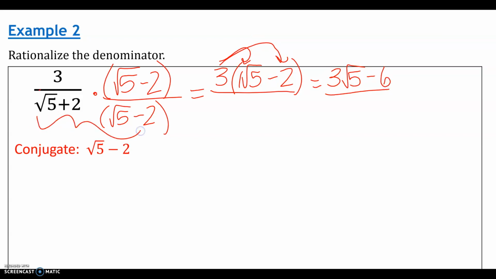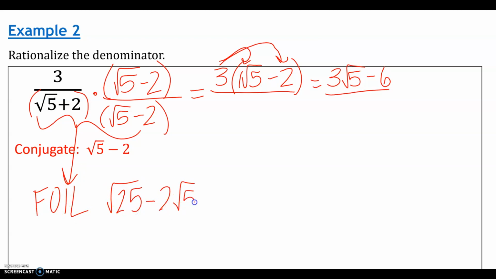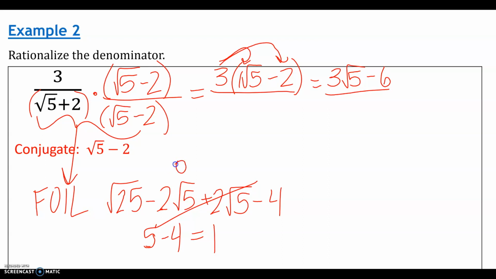Looks like the bottom we need to FOIL, and we better get a whole number if we do it correctly. So radical 25 minus 2 radical 5 plus 2 radical 5 minus 4. Two middle terms cancel. So 5 minus 4 is going to equal a 1. Now, obviously, boys, I am doing it the long way. If you FOIL this, you will automatically know that the O and the I are going to cancel. So all you would have to actually do is the F and the L in the FOIL process, just to save you some time.